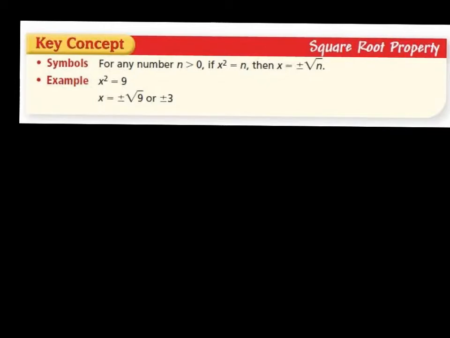We should probably formally explain the square root property that I just kind of snuck in there and used. For any number n greater than 0, if x squared equals n, then x equals plus or minus the square root of n. So we didn't have to worry about the plus or minus on that one because negative 0 is still 0. But if we have x squared equals 9, x could be positive 3 or negative 3 because negative 3 times negative 3 is also 9.